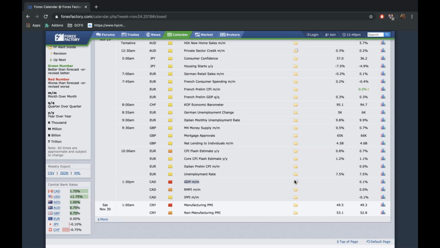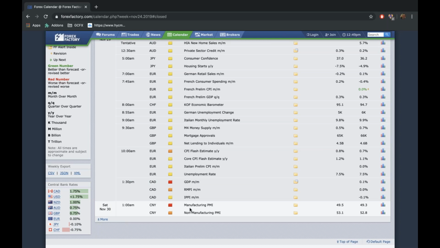So the GDP data is going to be key, because this is going to likely push the Bank of Canada one way or the other. If we get a strong beat, then we're likely to see more Canadian dollar strength. If we get a miss, then some of those concerns that have been coming out of the Bank of Canada are going to be confirmed. So this, for me, is the biggest event of the week.